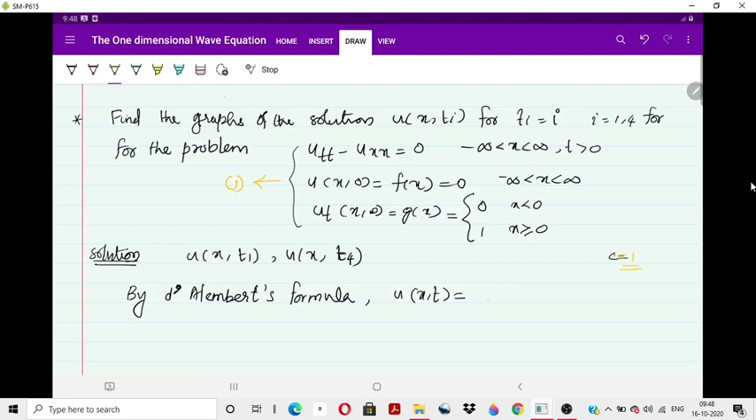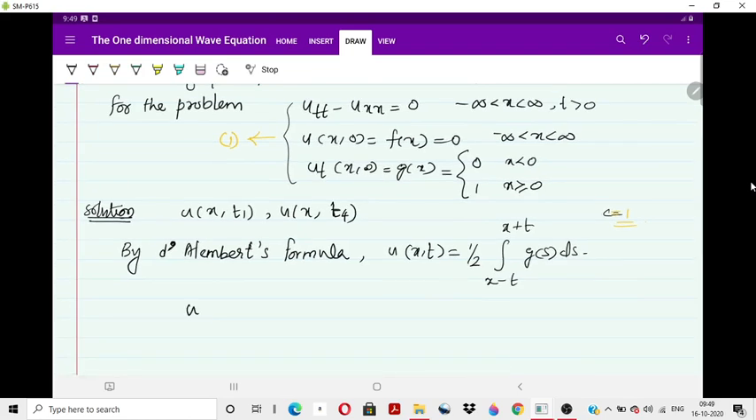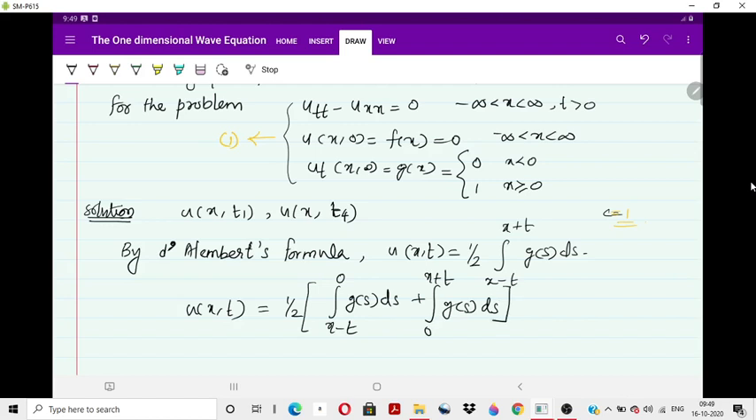So the sum of the forward and backward wave terms will be 0. Then the remaining term in the formula is 1 by 2c, with c equal to 1. So u(x, t) is 1 by 2 into the integral from x minus t to x plus t of g(s) ds. Now g is a split function with the split at the point 0, so we can split the integral as 1 by 2 into the integral from x minus t to 0 of g(s) ds plus the integral from 0 to x plus t of g(s) ds.